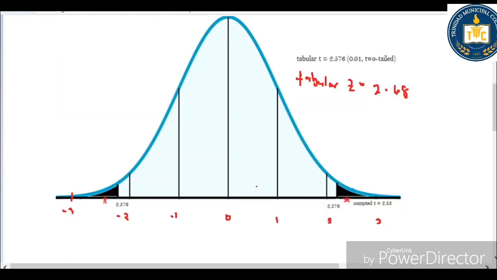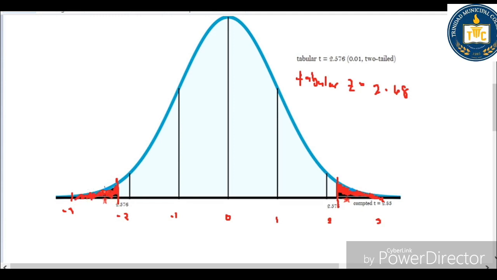Okay, first we need to draw a normal curve distribution. Then next, locate the tabular z value, which is 2.68. So 2.68 is here, apart. Then on the right side, we need to shade. Then since this is two-tailed, both sides or both ends of the normal curve are what we shade. So 2.68 here, 2.68 here. So we need to shade this part.